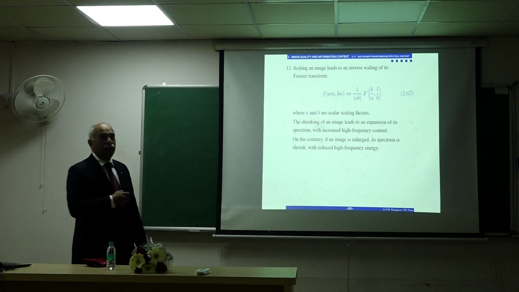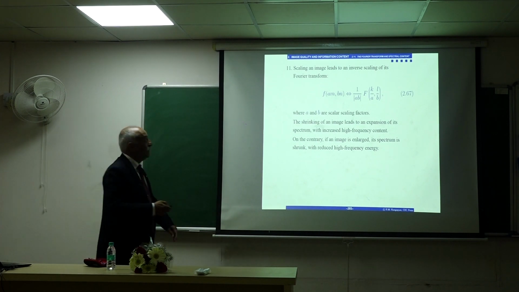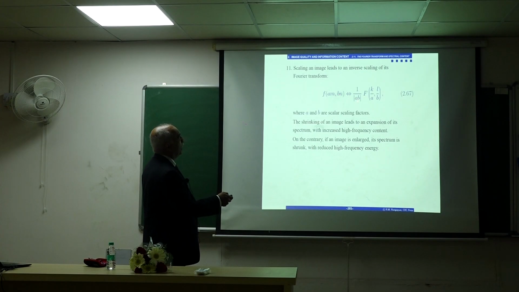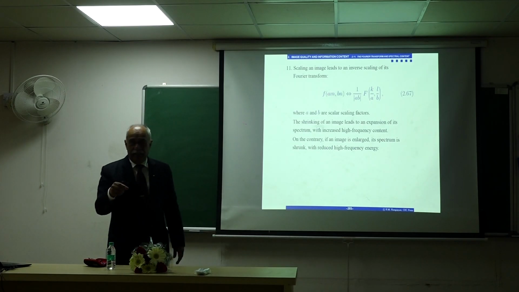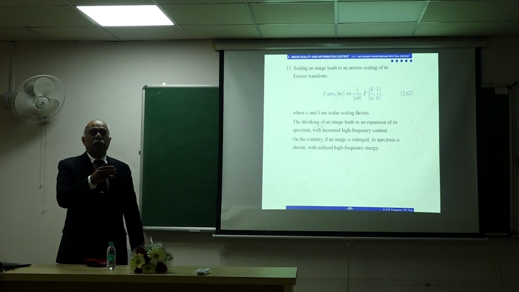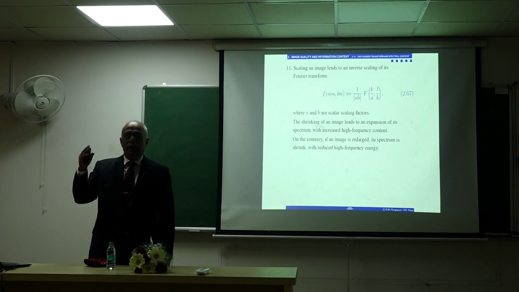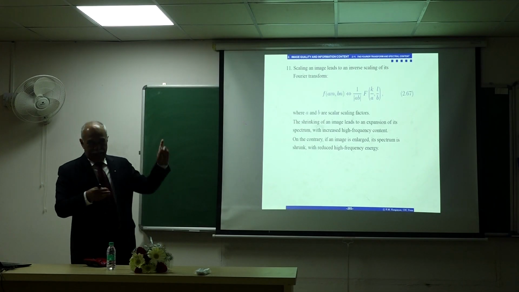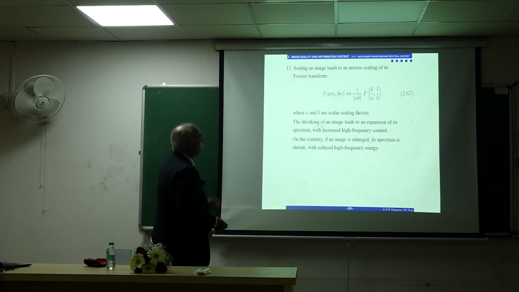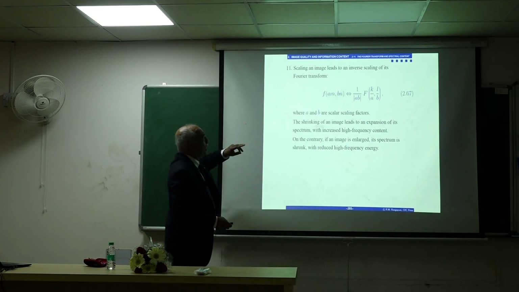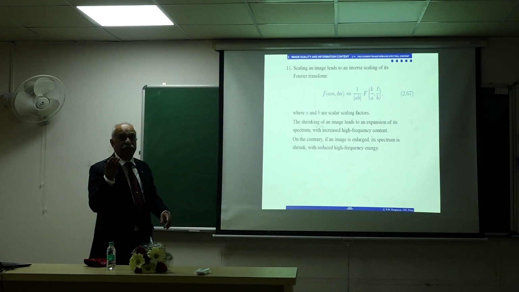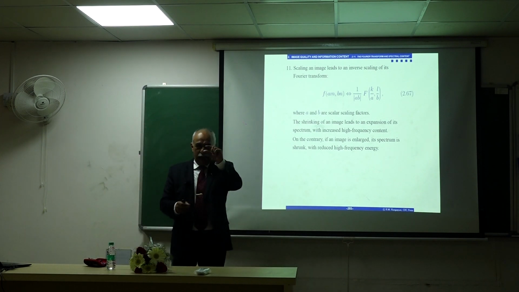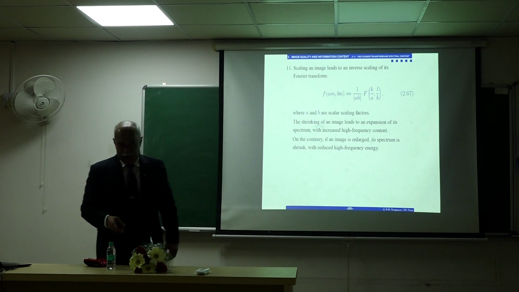Scaling an image leads to inverse scaling in the Fourier domain. F(Am, Bn) is 1 over AB, F(k over A, l over B). So if you multiply by A here, the corresponding frequency component is divided. So if you go faster in the time domain, high frequency is increased. If you go slower, low frequency is increased. So there's an inverse effect. The shrinking of an image leads to expansion of its spectrum with increased high frequency component. I showed that with the Fourier transform of the rectangle image earlier.